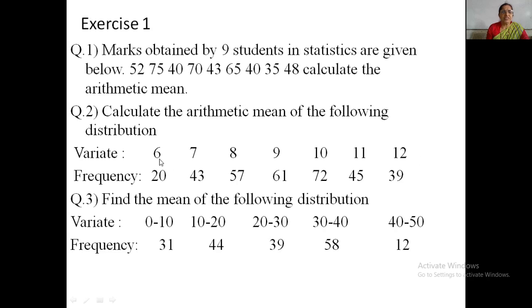Here variable x takes values 6, 7, 8, 9, isolated values. Therefore this is a discrete frequency distribution with frequencies as given. So what formula are you going to use here? You can take the first method.